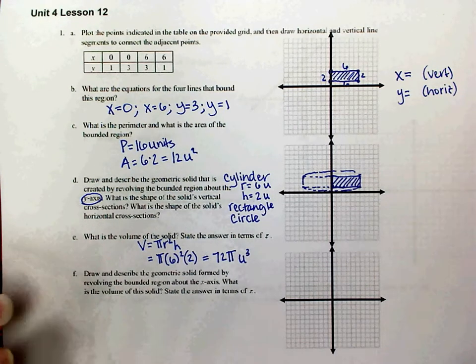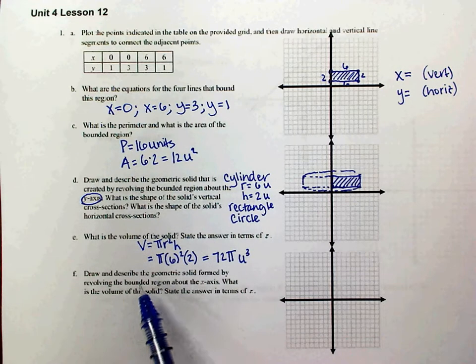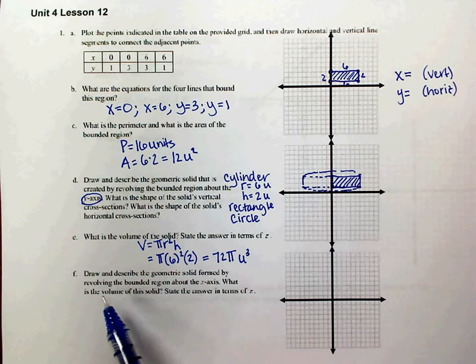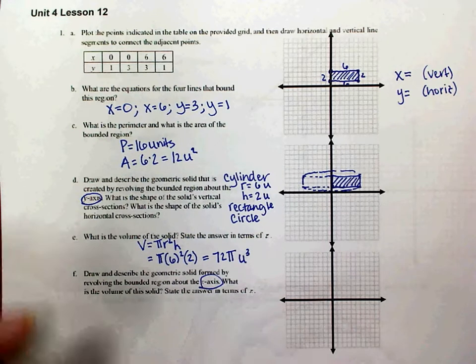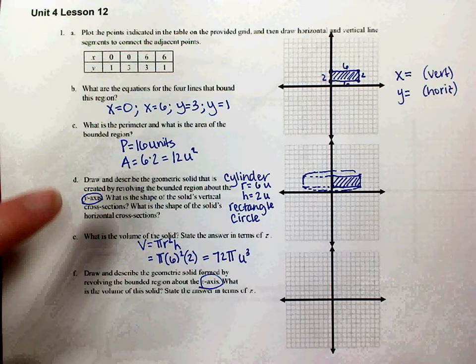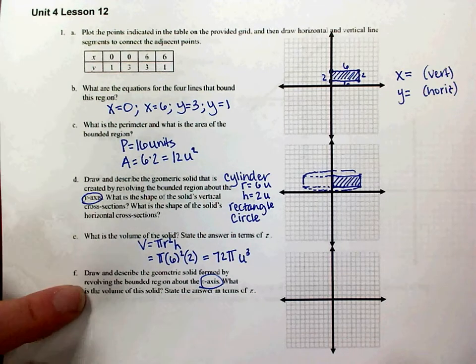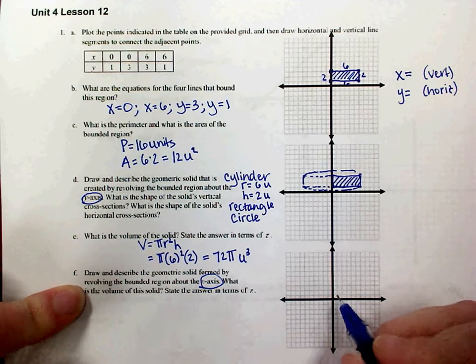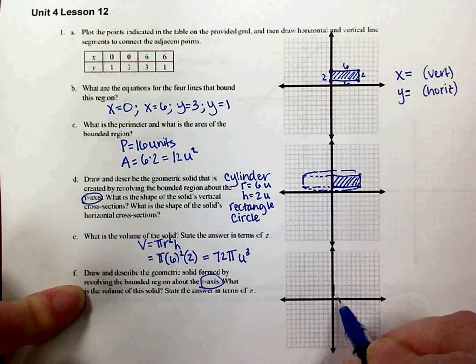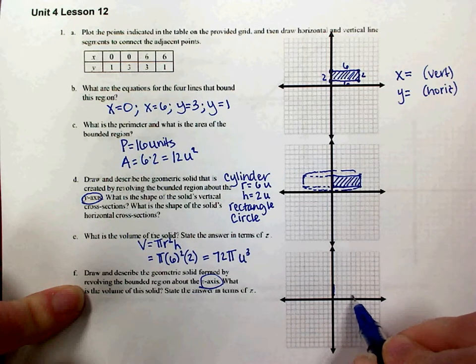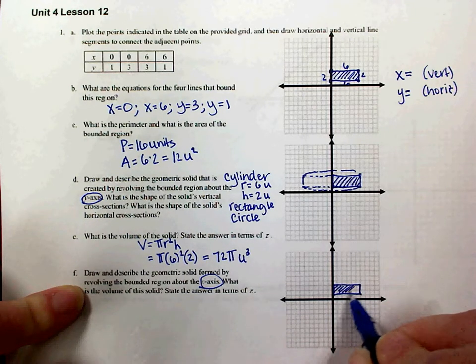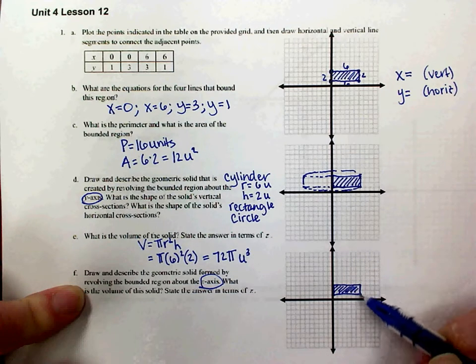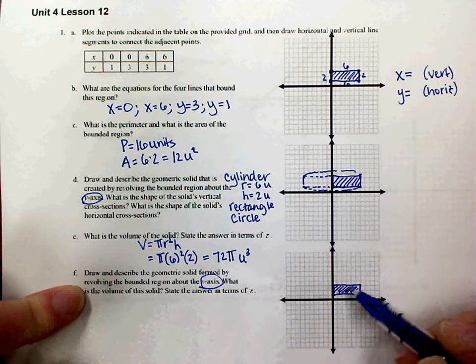Now the next drawing, it says to draw and describe the geometric solid formed by revolving the bounded region about the x-axis. So that's the difference between D and F. We revolved it around the y, now we're going to revolve it around the x. So I'm going to go back and draw my original rectangle again. And now we're revolving around the x. So we've got the circular motion going around the x-axis.